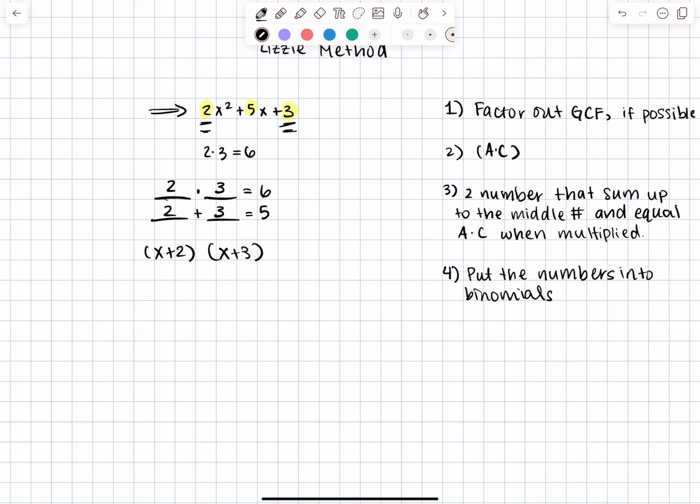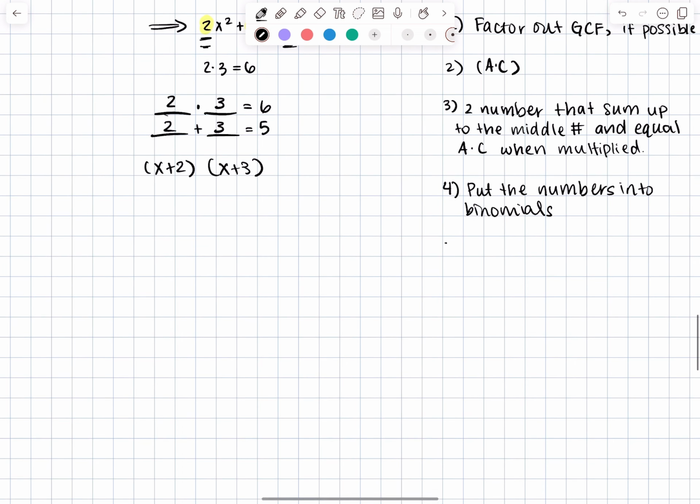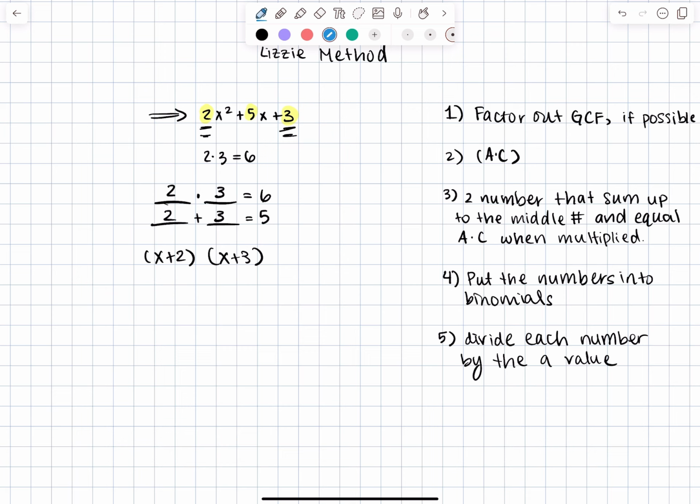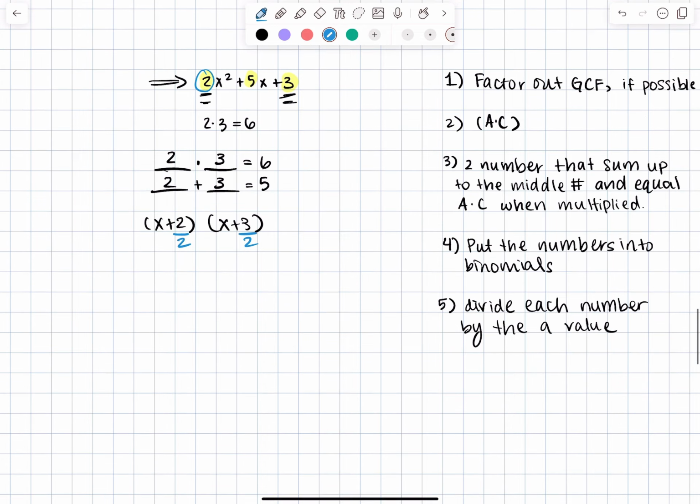The fifth step is to divide each number by the A value. The A value in this case is 2. So we're going to divide this by 2 and this by 2.